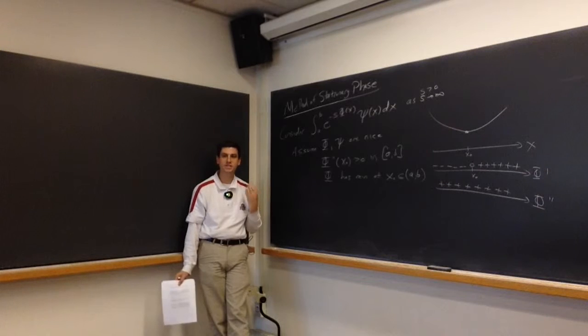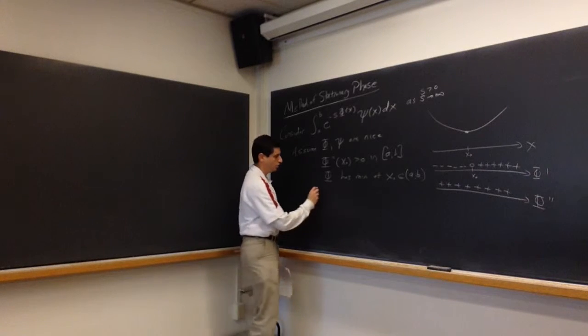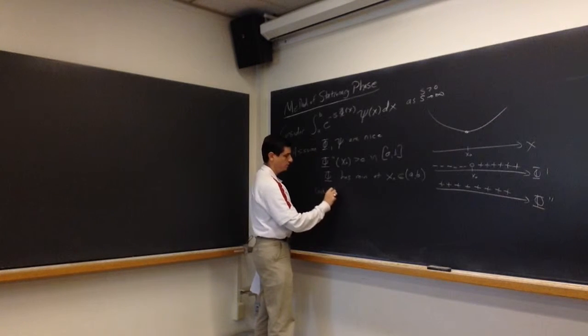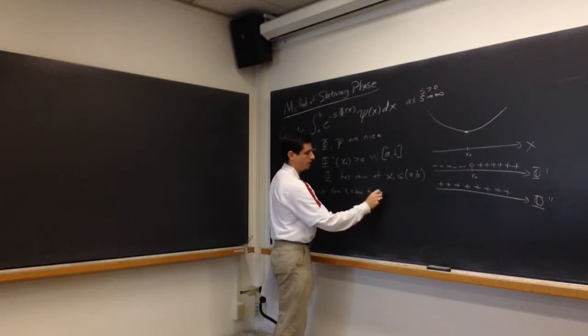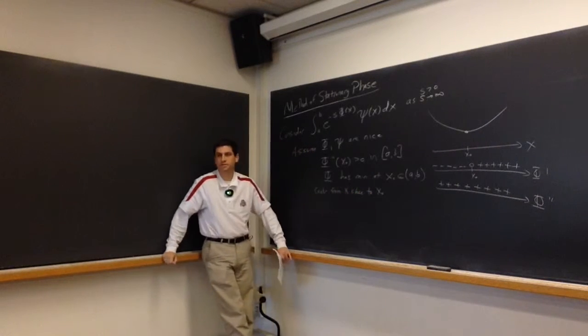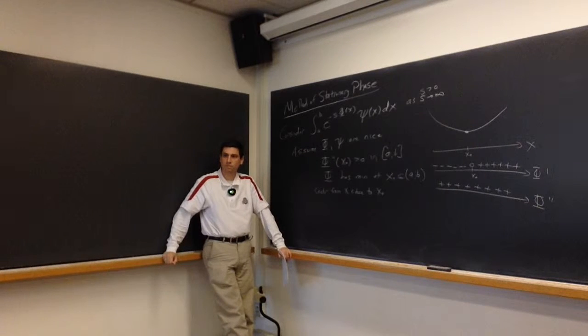How do we determine the scale? So the contribution from x close to x naught. How do you think we measure the scale? What do you think it means for x to be close to x naught?